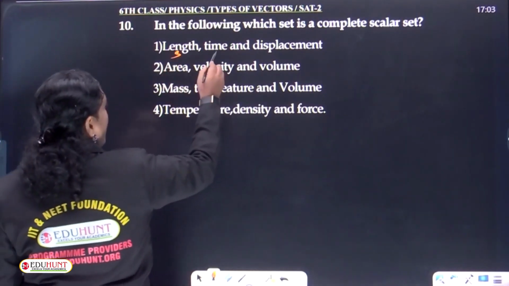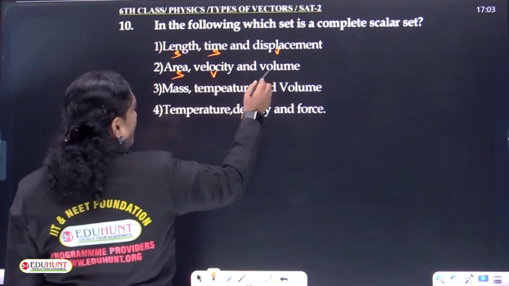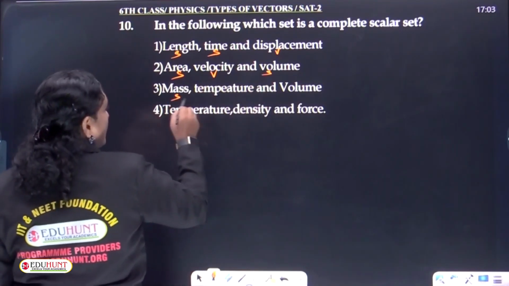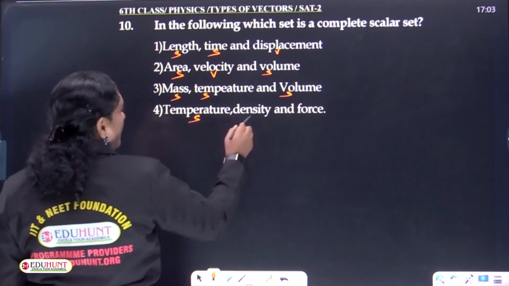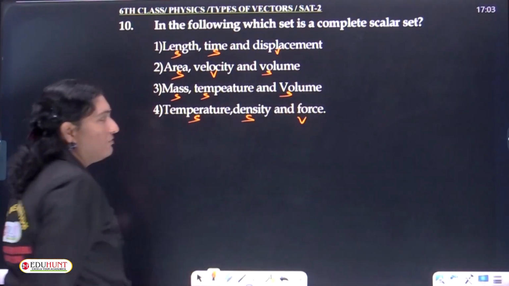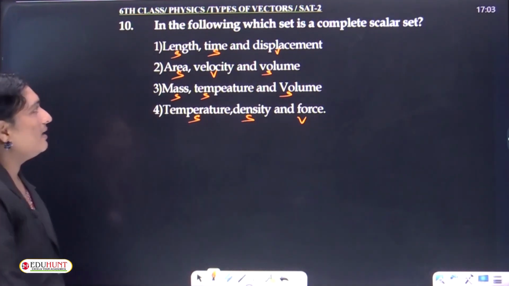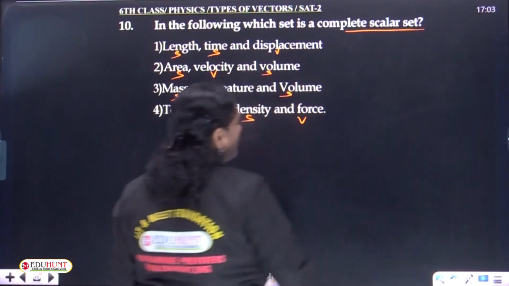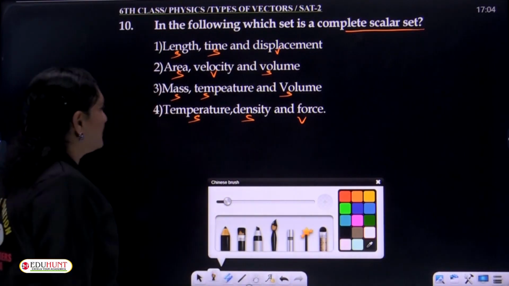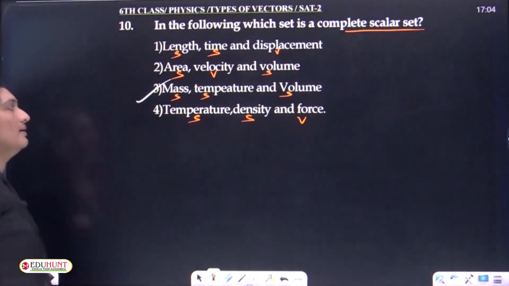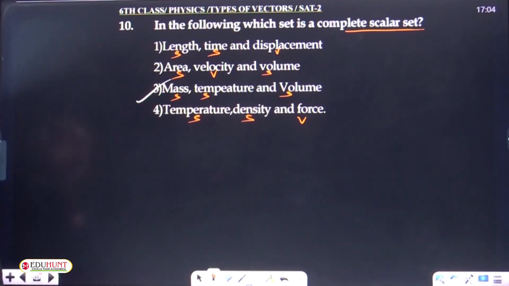Length is a scalar, time is a scalar, displacement is a vector, area is a scalar, velocity is a vector, volume is a scalar, mass is a scalar, temperature is a scalar, volume is also a scalar, temperature scalar, density is scalar, and force is a vector. So if you identify which one is scalar, you are asked the complete scalar set. So which among them indicates the complete scalar set, children? Option 3. So this comes under all the physical quantities are scalars.